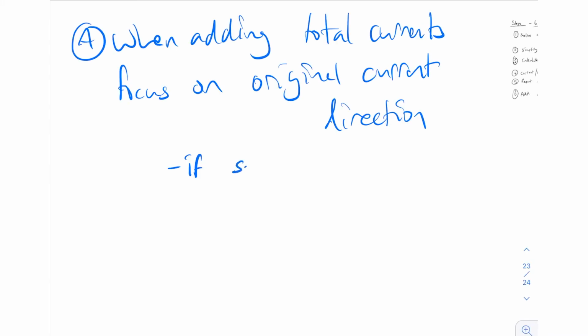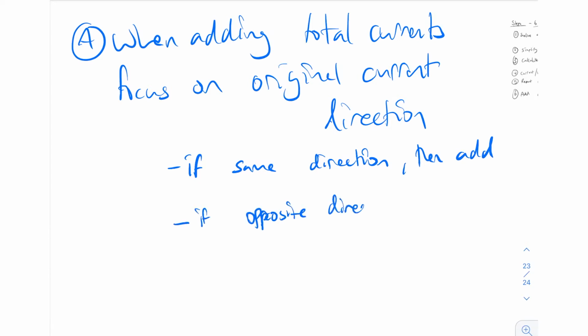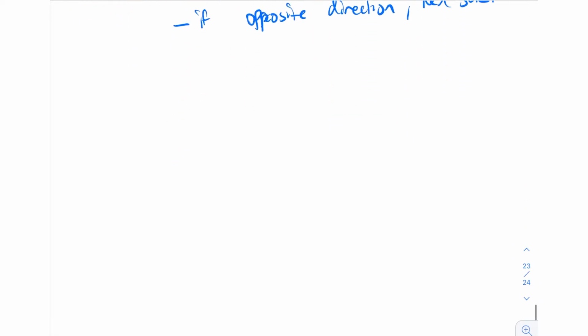And the important point is if it's the same direction, then add. You add the 2 together. If it's opposite direction, then obviously you do the opposite of adding, then you subtract. Again, if this doesn't make sense, don't worry about it. We're going to go through a whole example anyways in which it will make sense.